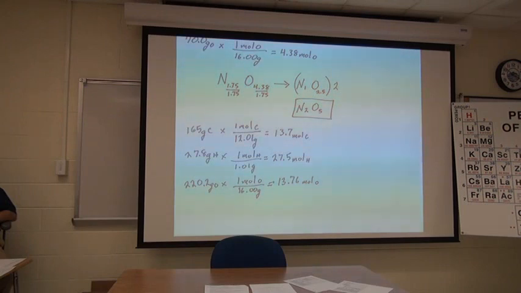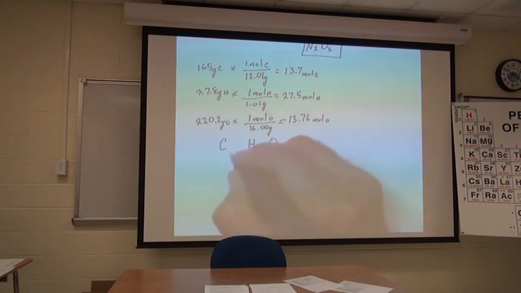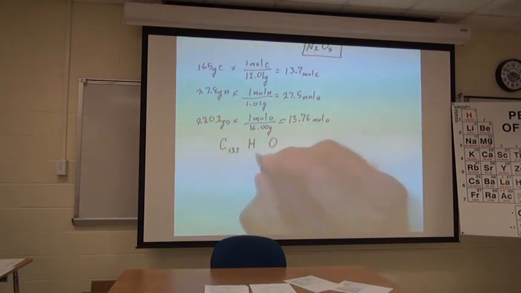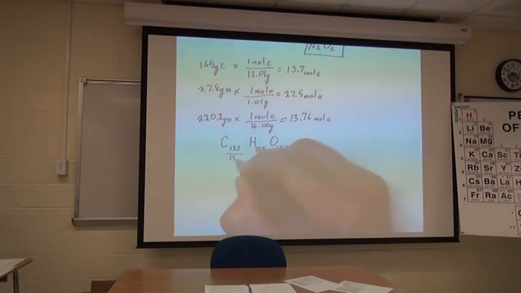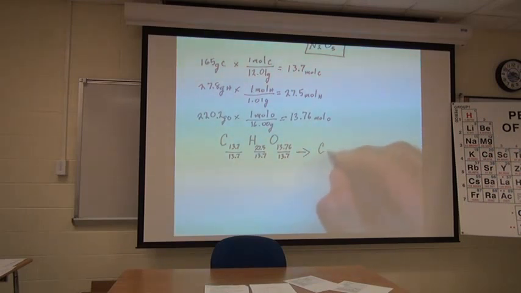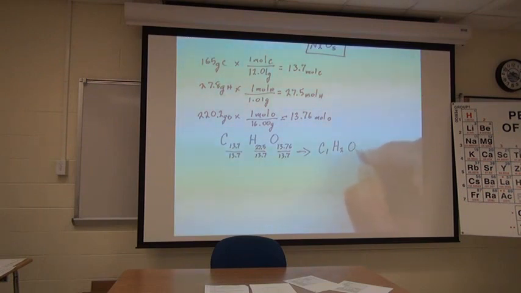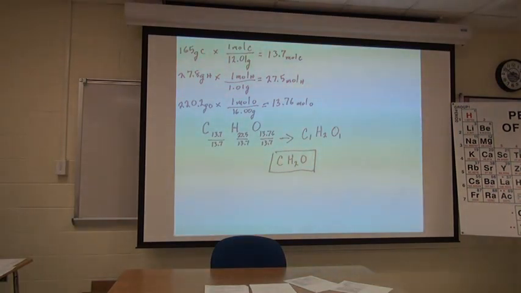Scared looks, except for the people who are asleep, which I don't blame. Okay, we do carbon, we do hydrogen, and we do oxygen. So the carbon is 13.7, the hydrogen is 27.5, and the oxygen is 13.76. I'm going to divide everything by 13.7. So this is going to be C1H2O1. So what's the formula? That would be the empirical formula.